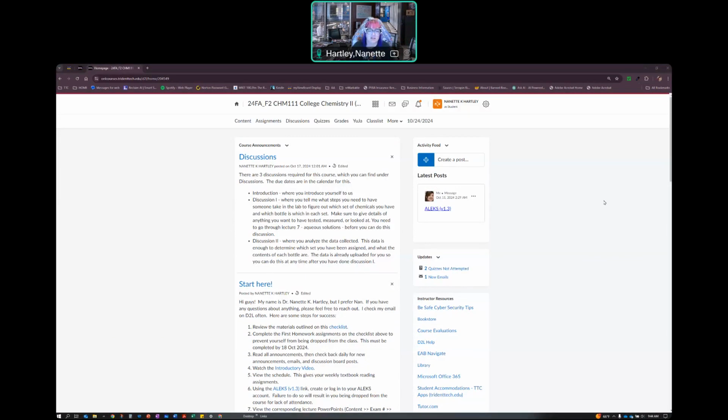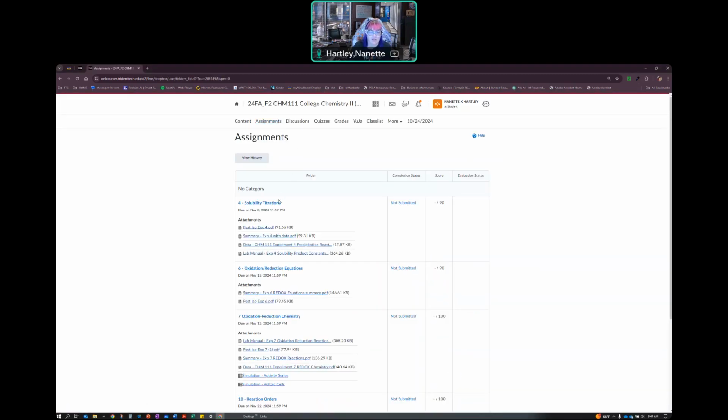Now, when we talk about the solubility product constant, we're going to go to assignments, and I'm in the student view. So I'm in assignments, and we're going to be looking at solubility titrations. You'll see that there are a number of things in here. One is the summary, which has experiment 4 with data. You'll have the lab manual, the data that goes with this, and then the post lab.